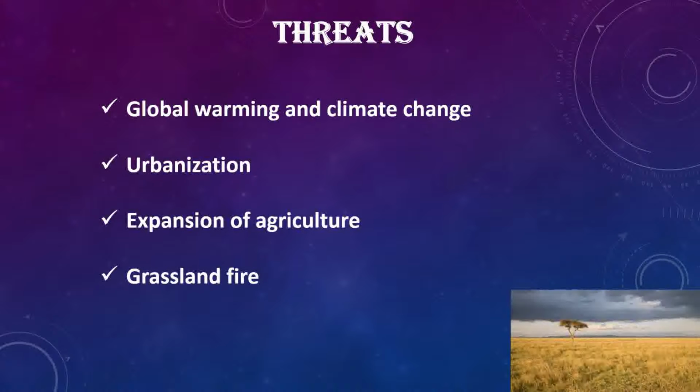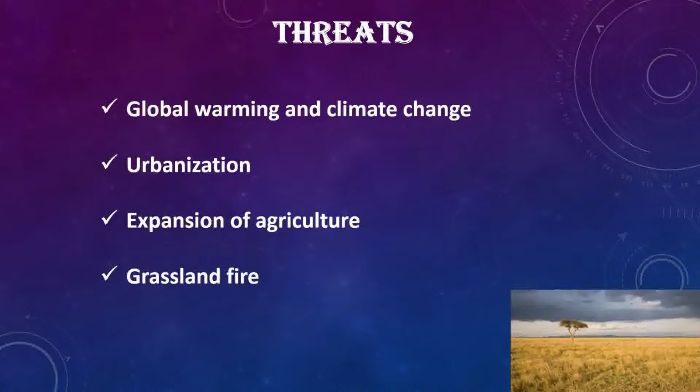Global warming has got perceivable detrimental effects on grasslands. It leads to change in climate, and as climate changes, rainfall or precipitation will change, the temperature range will change, and it will affect plants growing there.